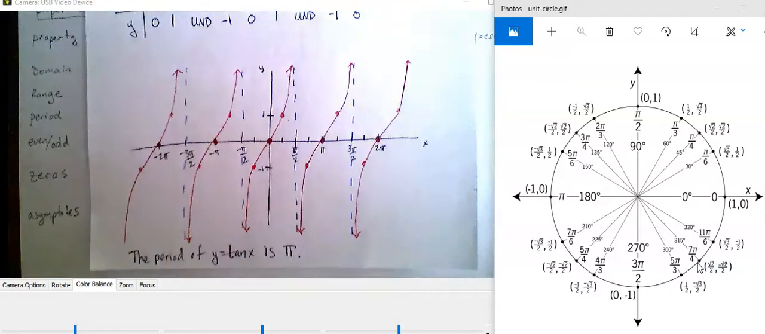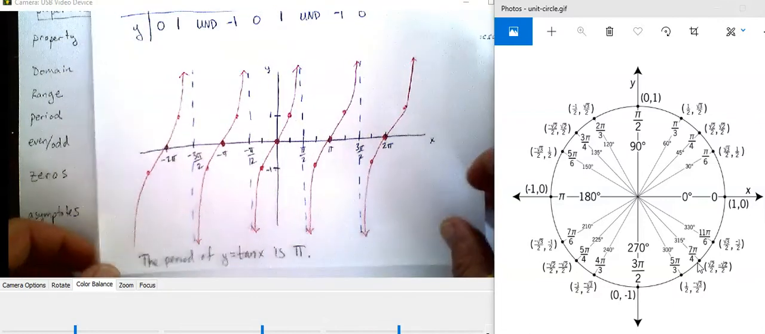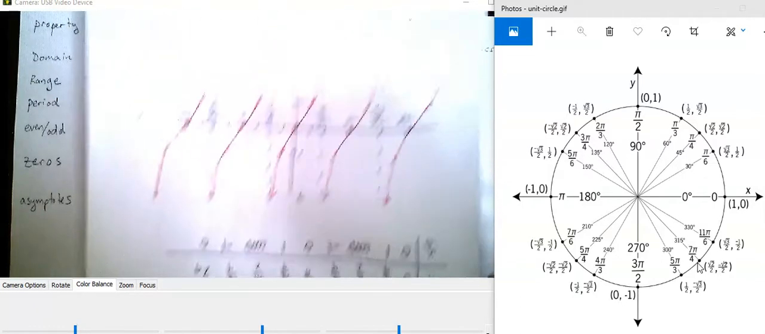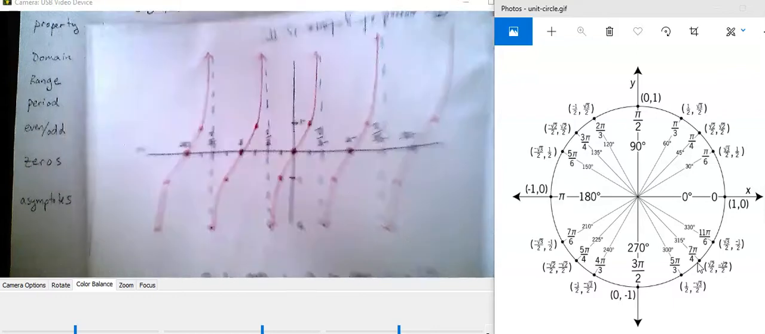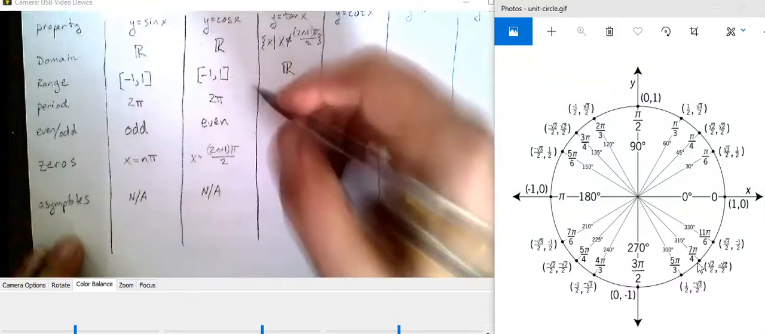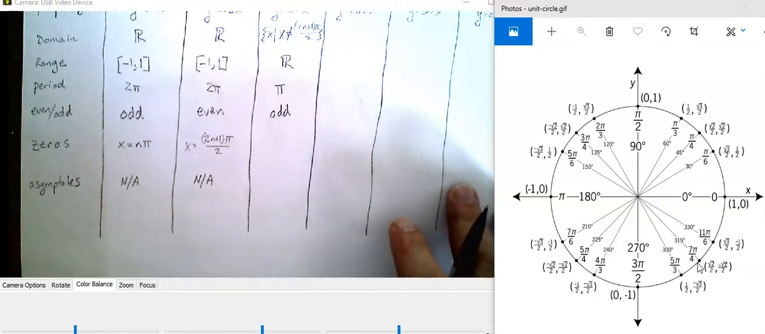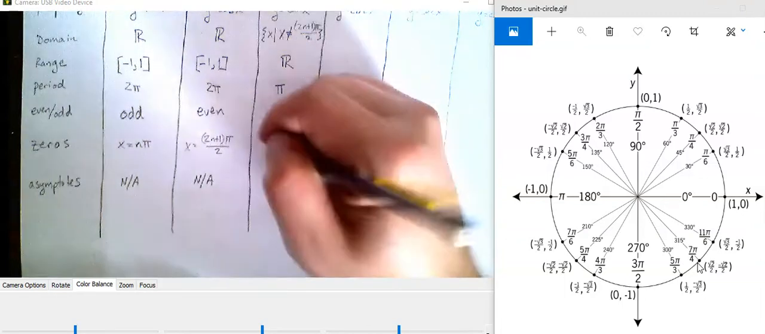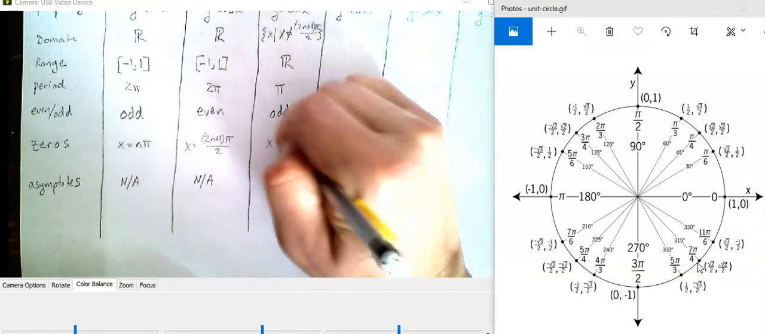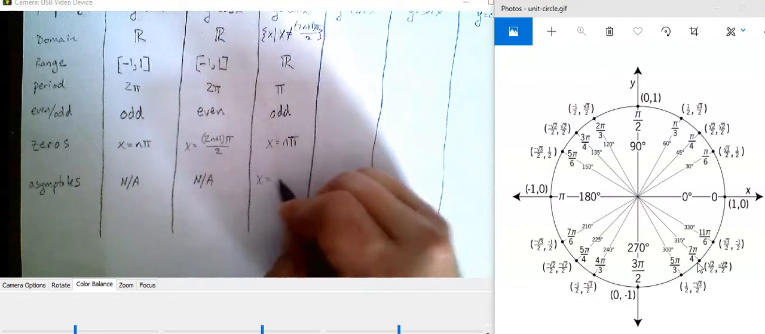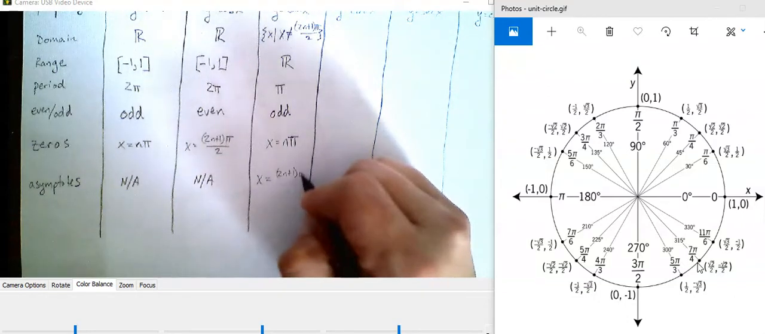Now let's determine if it's even or odd. If we fold this across the y-axis, we don't get a match, so it's not even. But if we revolve it around the origin, we get exactly the same looking graph. So this function is odd. The zeros happened at n pi. And of course the asymptotes occurred where the domain discontinuities were, so when x was (2n plus 1) pi over 2.